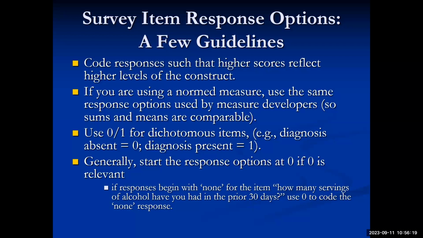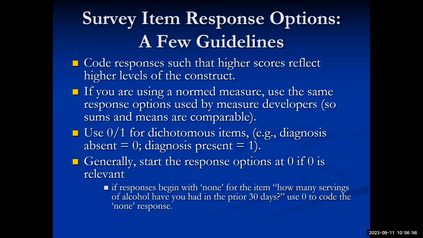Okay, so a couple of additional guidelines: code responses such that higher scores reflect higher levels of the construct. That just means if a person is higher on a depression subscale relative to someone else, it just means they're reporting a higher level of depression symptomatology. Okay, if you're using a normed measure, use the same response options used by the measure developers. And if you do that, your sums and means will be comparable. And so any of the normative data that's available to you, you'll be able to use to qualitatively appraise your results. Use 0, 1 for dichotomous items.